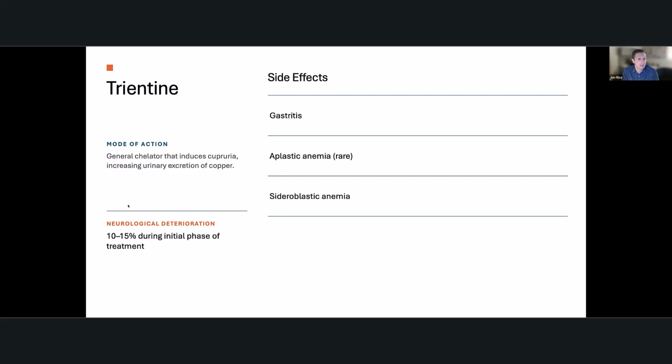So it's also a chelator, which induces urinary excretion of copper. While there is a neurologic deterioration listed there, I think in real life this number is a lot lower. It also has less side effects and requires less monitoring as compared to the D-penicillamine, but does still have to monitor some blood counts and other things as you're starting it.